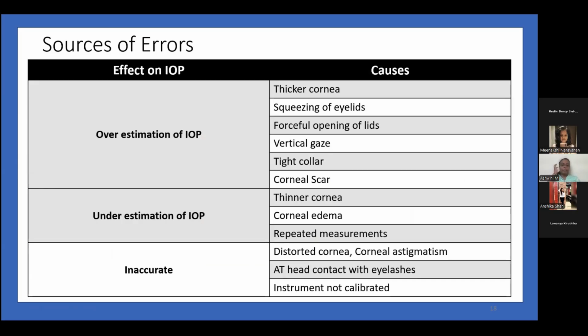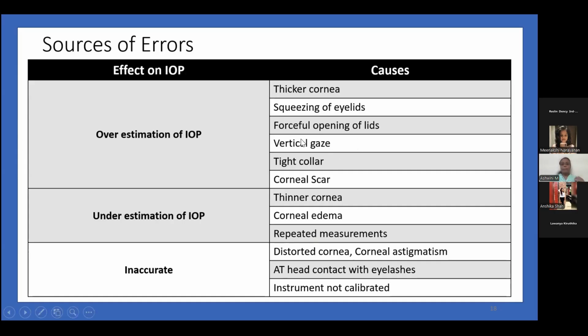So the sources of error, I feel this is something very important for us to have in mind, because whatever IOP reading we put across in the documentation process, we should also ensure that that is the actual IOP for the patient, because sometimes in case the patient is a glaucoma suspect or is already a glaucoma patient, then sometimes the treatment modality also depends on the IOP values, right? So we have to ensure that there is no error in the estimation of IOP.